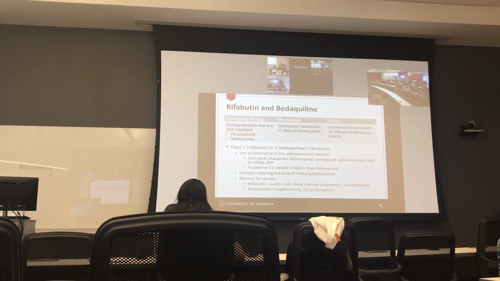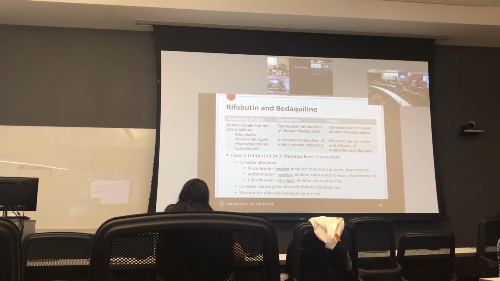So our antimicrobials that inhibit 3A4 are ones that we're talking about today, but they have this specific interaction with rifabutin and bedaquiline. So our macrolides, azoles, and fluoroquinolones all inhibit 3A4. So this will result in decreased metabolism of the anti-tubercular agents. Rifabutin, since it's also an inducer, will induce the metabolism of our antimicrobials. So we'll have increased serum drug levels and toxicity of our anti-tubercular agents, and we'll have reduced serum drug levels and reduced efficacy of antibacterials. That's just with rifabutin because bedaquiline is not an inducer, it's just a substrate.